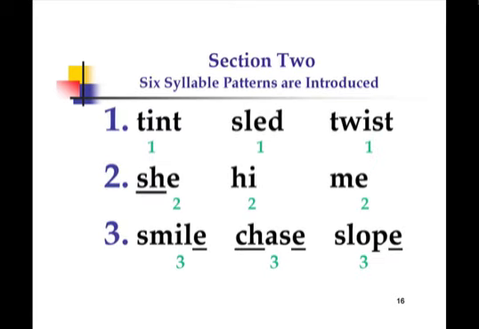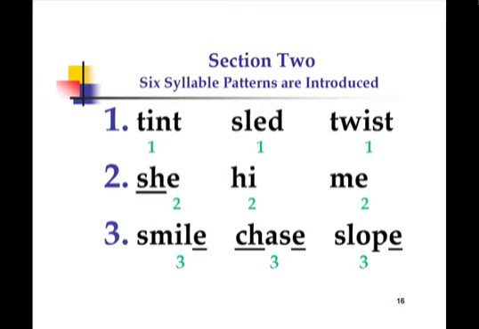Section 2, we introduce 6 major syllable patterns which govern whether a vowel is long or short. Syllable pattern 1, one vowel followed by a consonant. The vowel will represent its short sound. The number 1 is written under the vowel to indicate syllable pattern 1 is in effect.